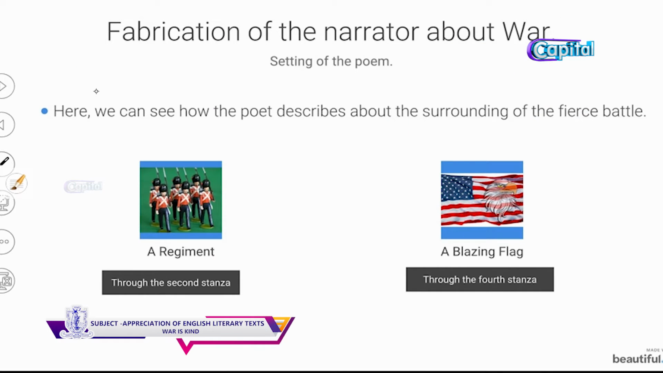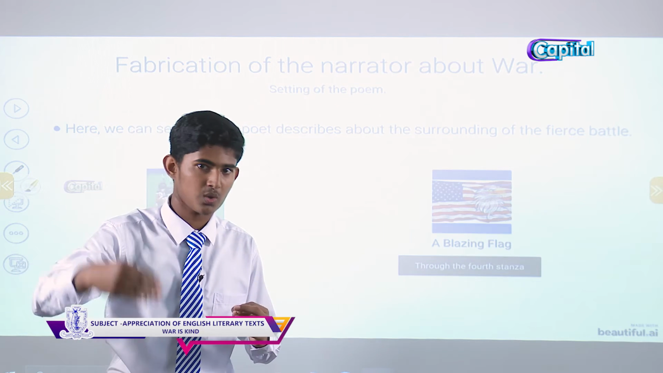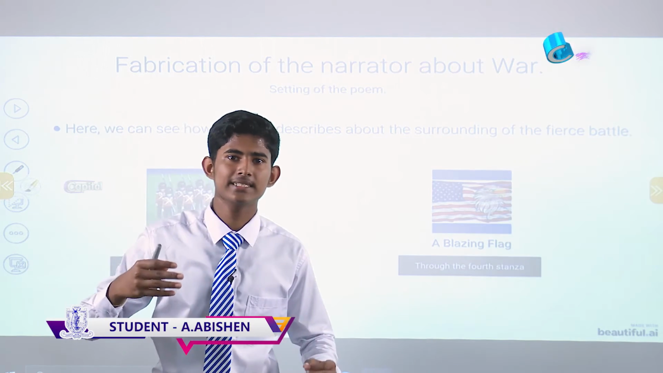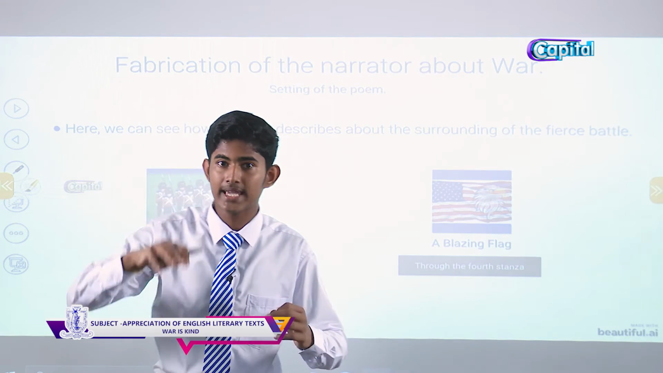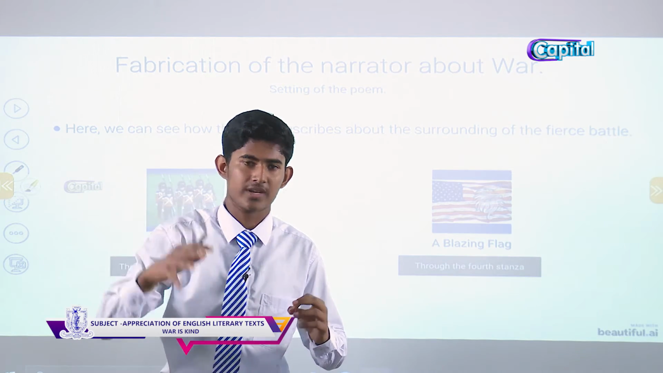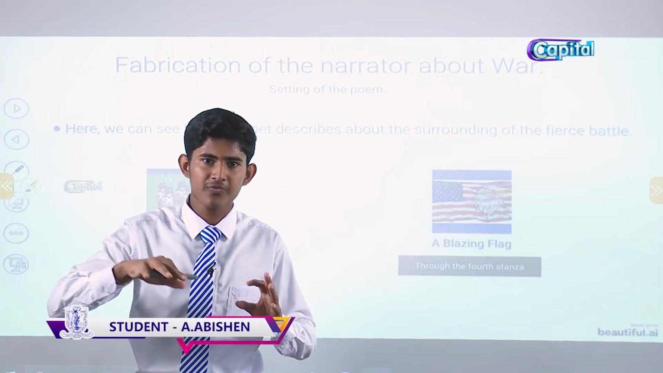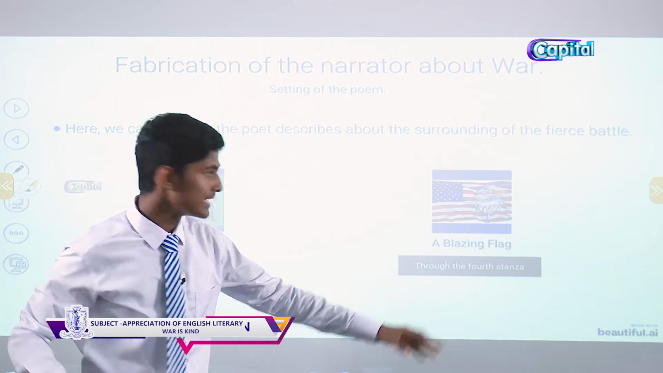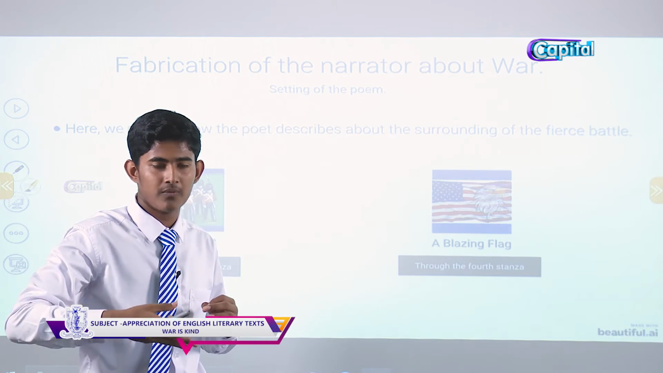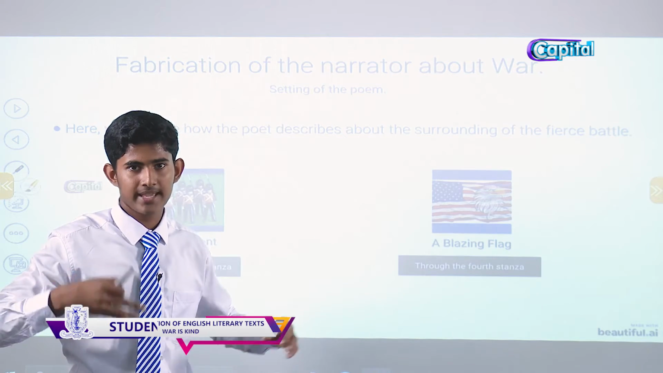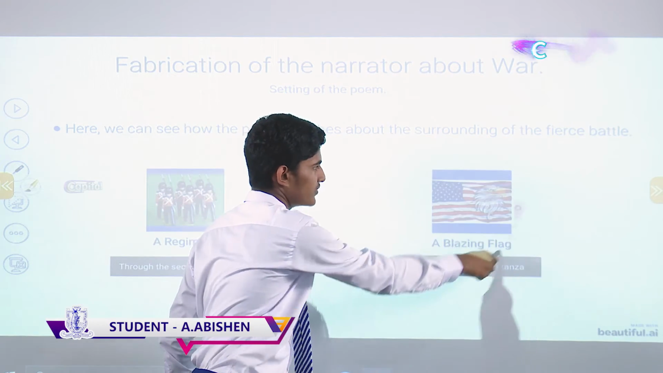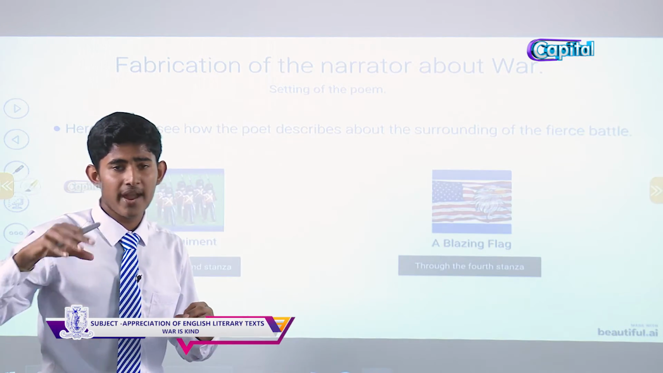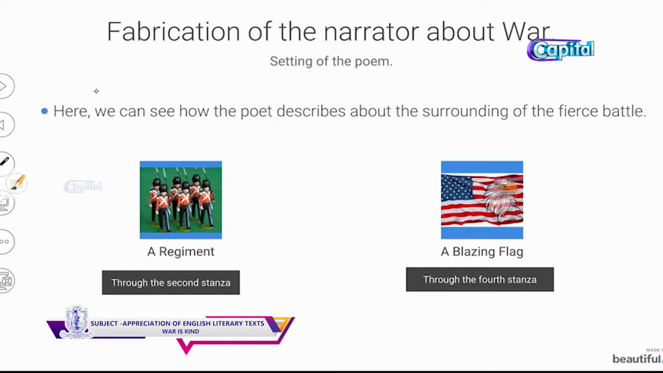The second technique of the poet to negate the war's glorification is telling about the intimate surroundings of the war zone. Here we can see in the second stanza and the fourth stanza, the poet is trying to make an image in the reader's mind by using some imageries. Actually, I took some special words from each stanza, such as regiment and a blazing flag. Regiment means a group of soldiers, and a blazing flag, we are going to study what the flag symbolizes. So here you can see the flag of the USA, including a picture of an eagle in it. We are going to find out why the poet is mentioning the eagle and the flag in his poem.